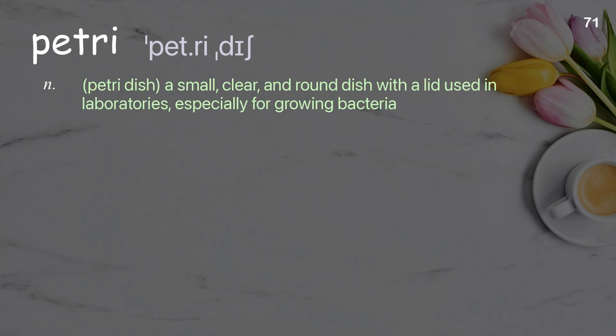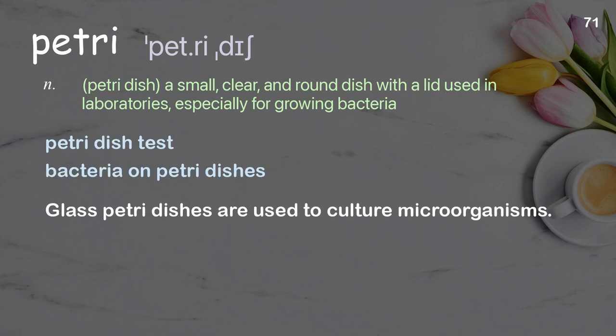Petri. Petri dish, a small, clear, and round dish with a lid used in laboratories, especially for growing bacteria. Examples: Petri dish test, bacteria on Petri dishes. Glass Petri dishes are used to culture microorganisms.